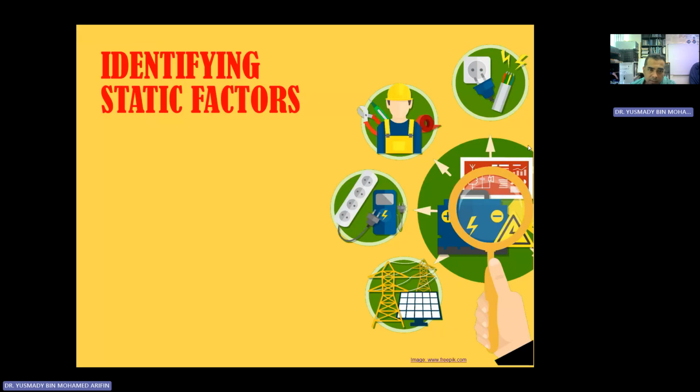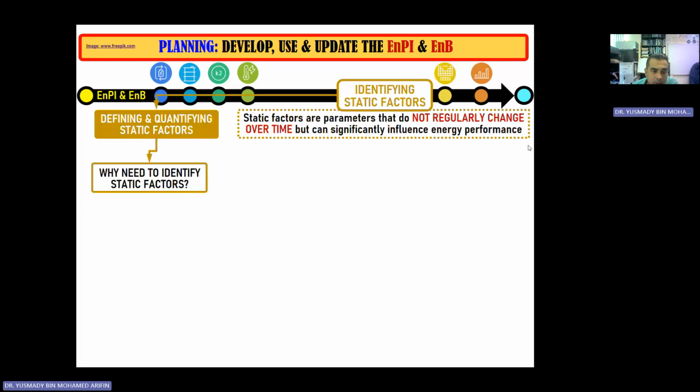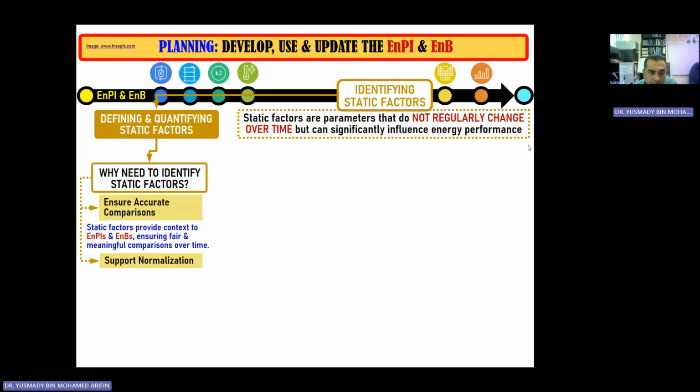Okay, now identifying static factors. Static factors are parameters that do not regularly change over time but can significantly influence energy performance. Why do we need to identify static factors? First, to ensure accurate comparison, where static factors provide context to EnPI and also EnB, ensuring fair and meaningful comparison over time. So the data will support normalization. They help normalize energy data to isolate performance changes from variation caused by these factors.